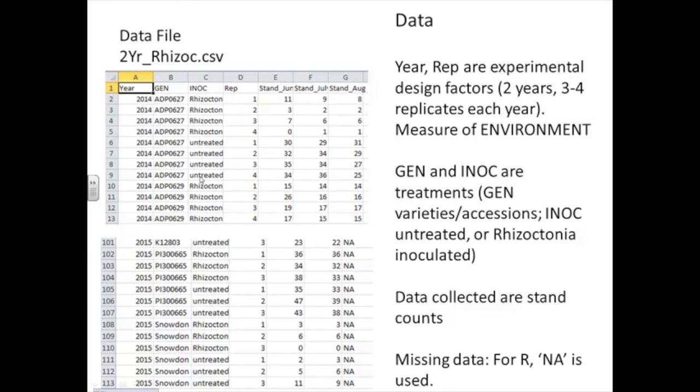And then the data that are collected are stand counts. Okay? And so that's a percentage of stand that is alive, and that was counted in June, July, and August. Okay, so this is going to be Y, and we have 3 different Y variables. Okay, and so missing data in R is coded as NA. And that's important. You cannot leave a cell blank. You don't use a period like you do in SAS, it's NA.